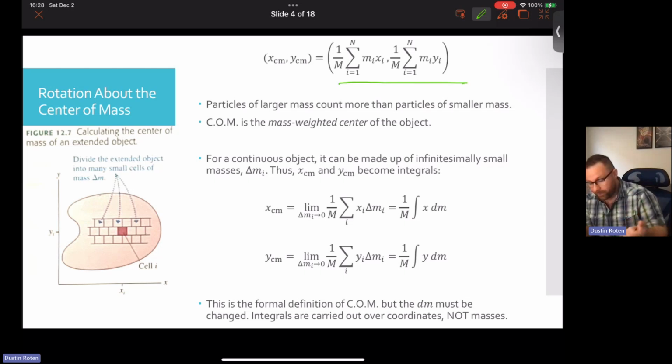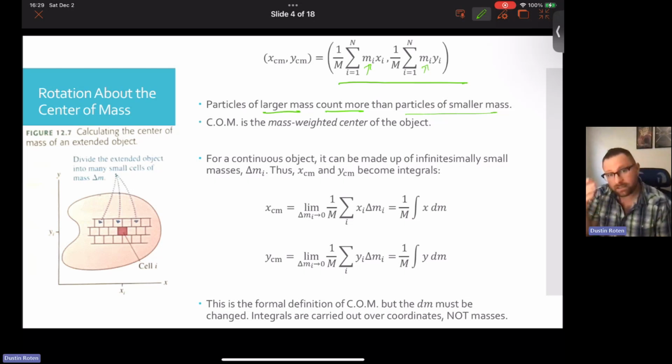Now you'll notice that particles of larger mass count more than particles of smaller mass. If there's a piece of this object that really weighs a lot versus some of the other ones that are kind of light, these larger masses count more. And that's where these terms come in, the m's. Put a big number in there, and that particular x value or y value will count way more for the location than if it's just a little tiny piece with not a lot of mass.